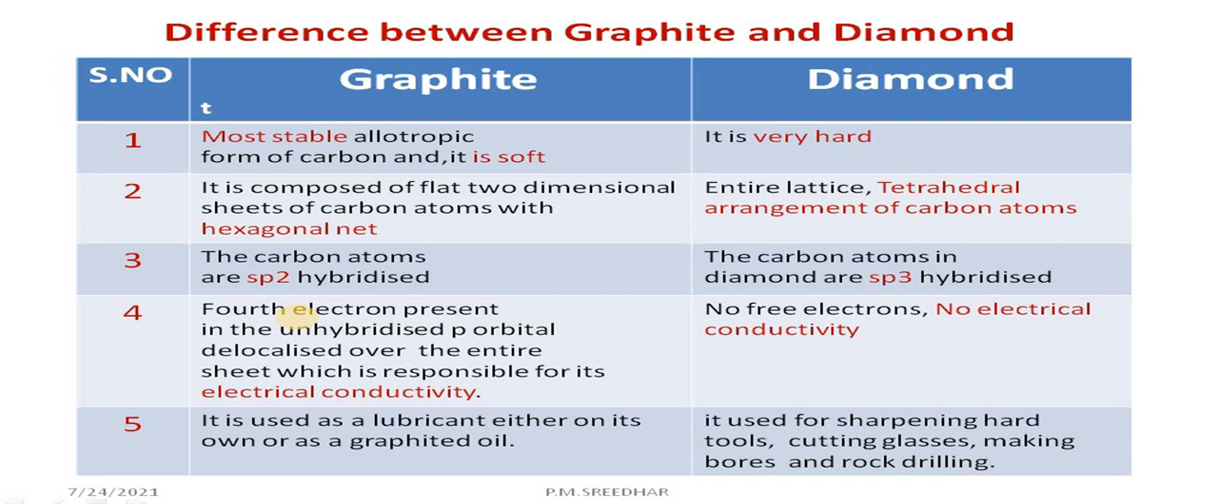I hope everybody understood what is allotropism, allotrope, what are the different allotropes of carbon, properties of diamond as well as graphite, and the most important question, difference between graphite and diamond.